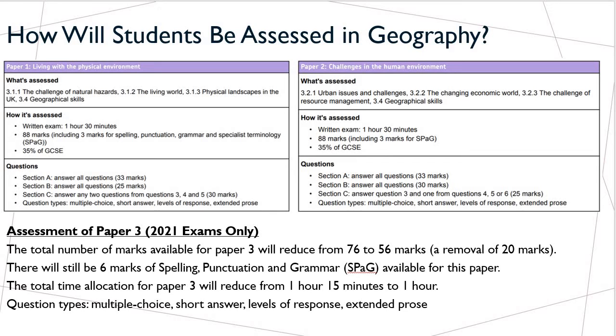The total time for paper 3 is going to reduce from an hour and 15 to 1 hour in total. And question types, again, very, very similar to what you've seen for paper 1 and 2, multiple choice through to your 9-mark questions, which are the largest response questions in geography.